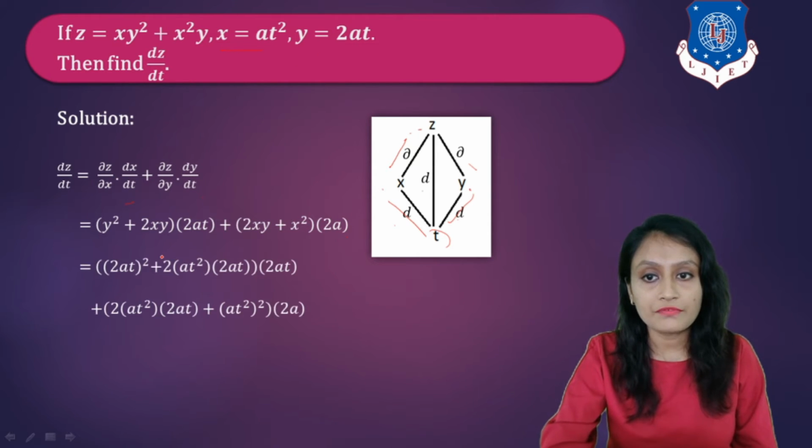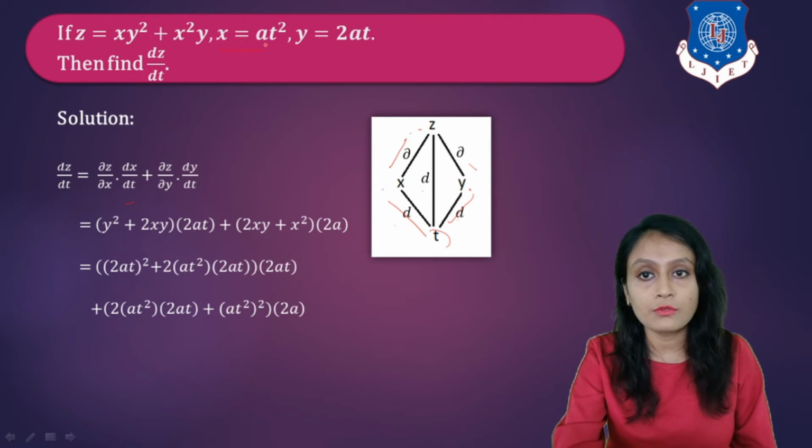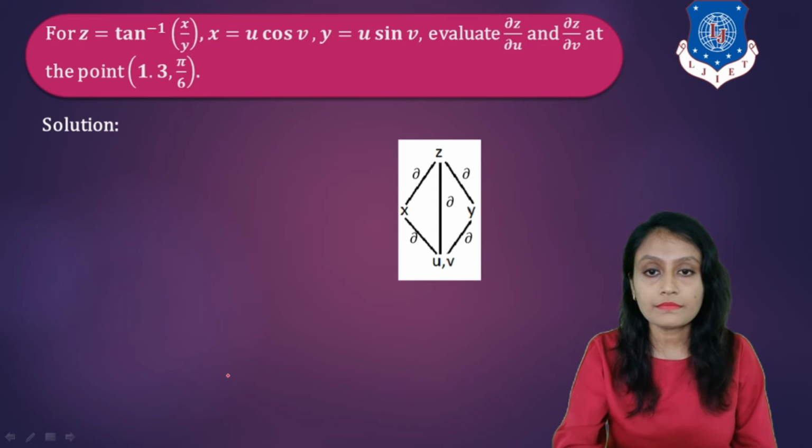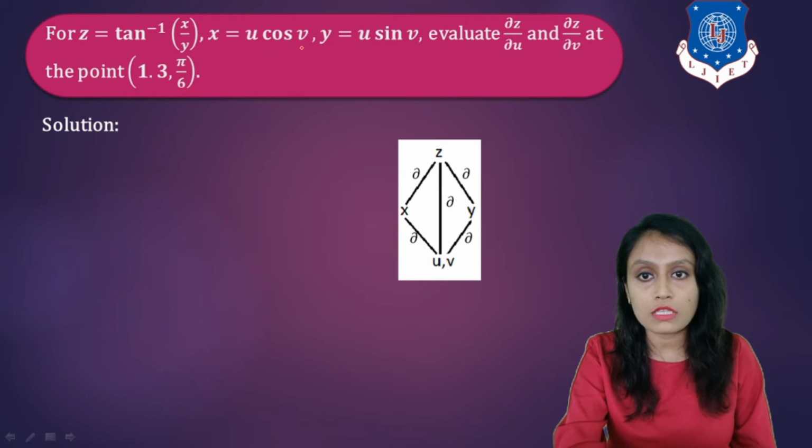Okay, simplify it further, and in place of x we have to write at square, in place of y 2at, and simplify further to get the final answer: dz by dt is equal to 16a cube t cube plus 10a cube t raised to 4. Next example: for z is equal to tan inverse x upon y, x is equal to u cos v and y is equal to u sin v, evaluate del z by del u and del z by del v at the point 1.3 comma pi by 6.